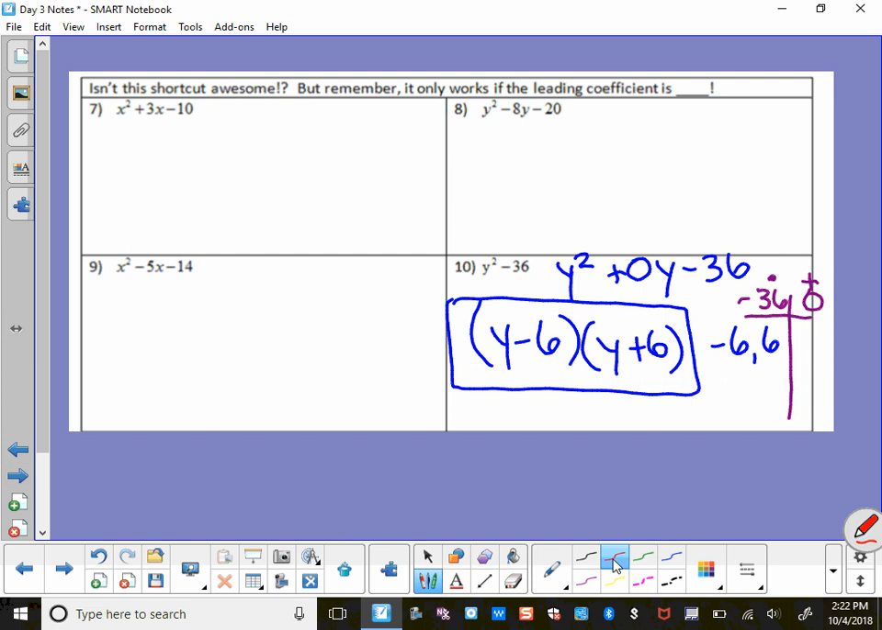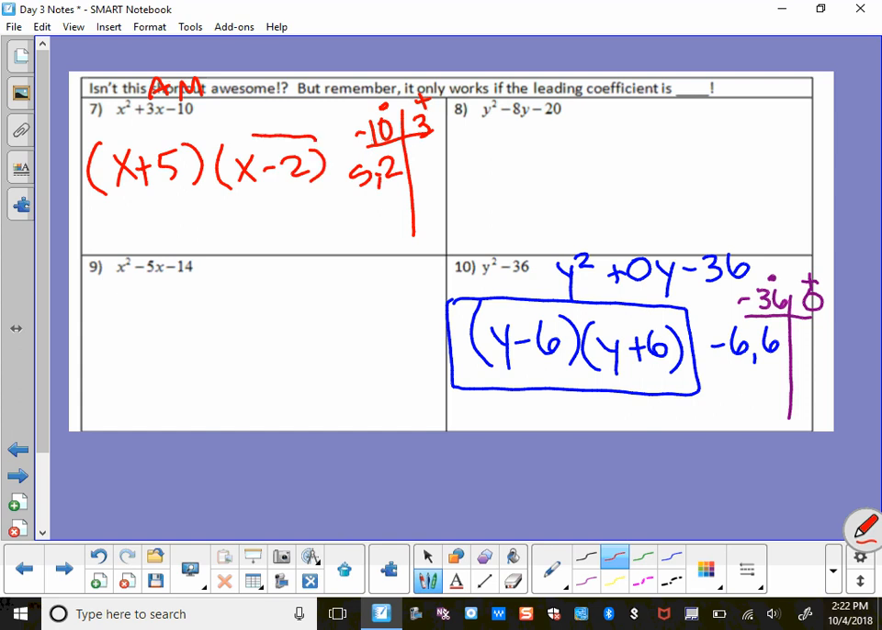Alright, number 7. I don't have a GCF. I'm always asking myself that first. I need two numbers that multiply to give me negative 10 and add to give me 3. Let's get 5 and 2. What gets the negative? The 2. Good. So we have x plus 5, x minus 2.